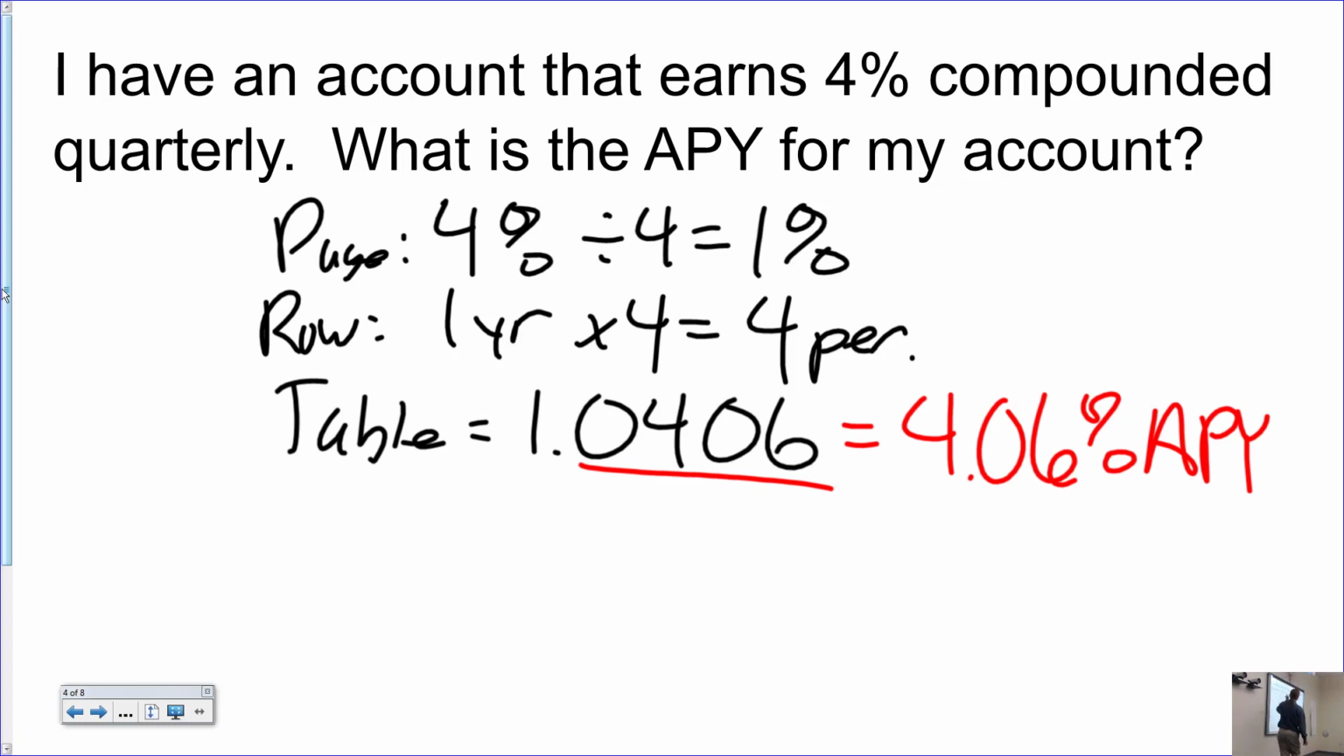You are more than welcome to just do it the short way. In fact, there's no way you could do this one the long way because it didn't give you any money, right? Normally you have to have a dollar amount to be able to test this sort of a concept, but I was just like, no, don't do it that way. Use the shortcut, all right?